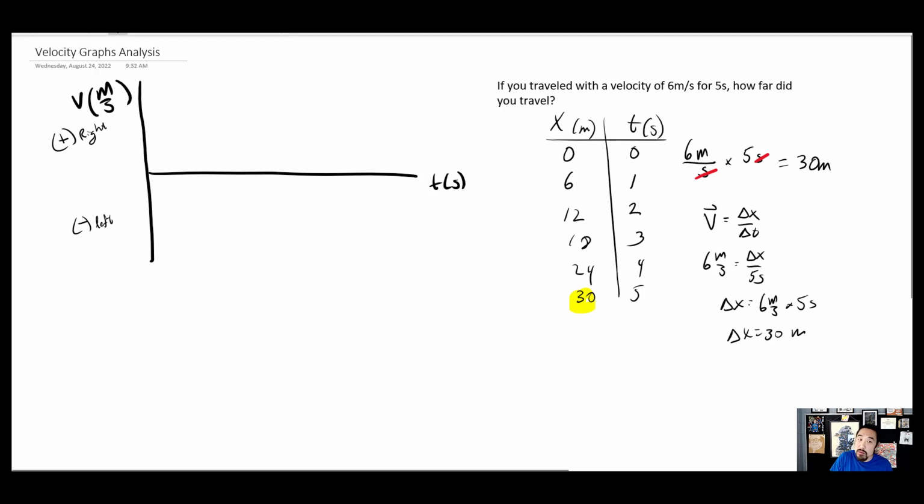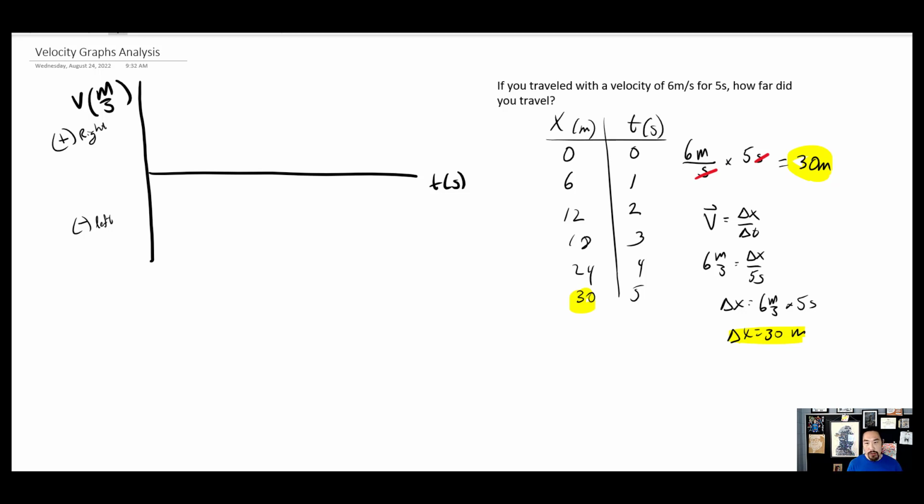If you're wondering, Mr. Lee, why are we just getting the same answer regardless of what we do? Well, that's what I'm trying to show you. There's a lot of different ways to get that answer. But the one way that we didn't use yet is by using this graph.